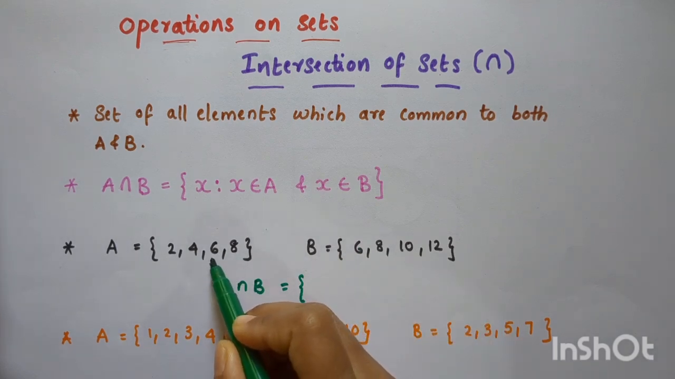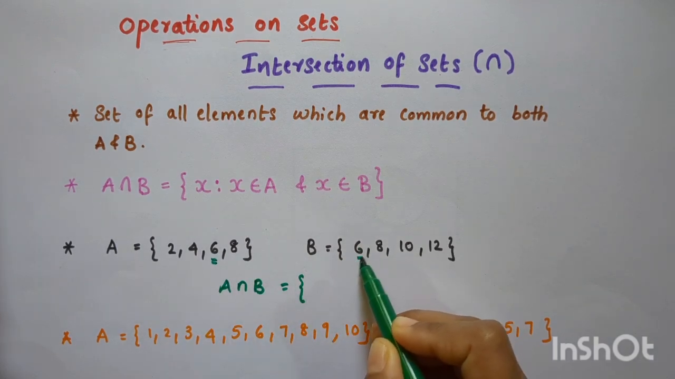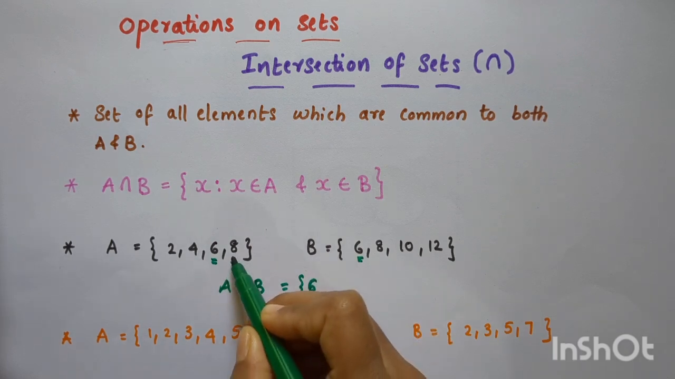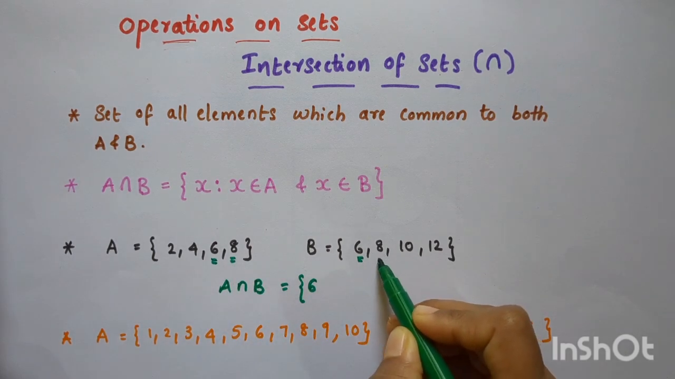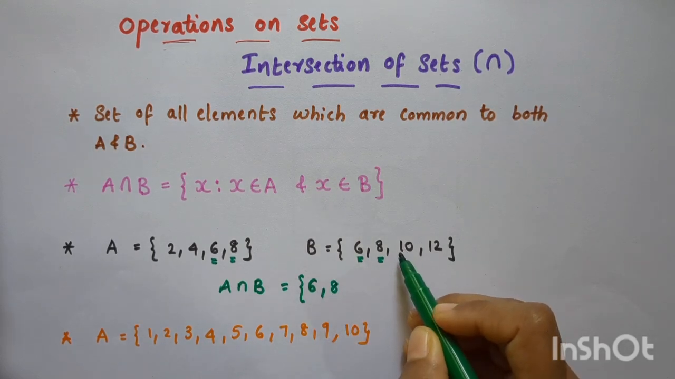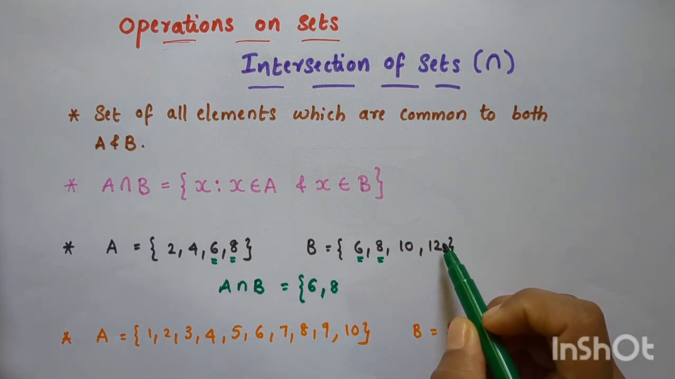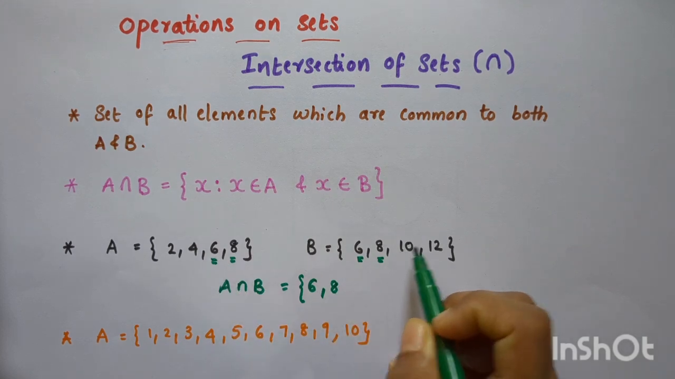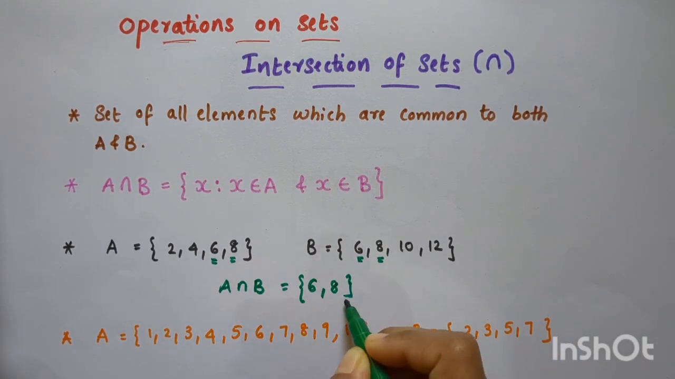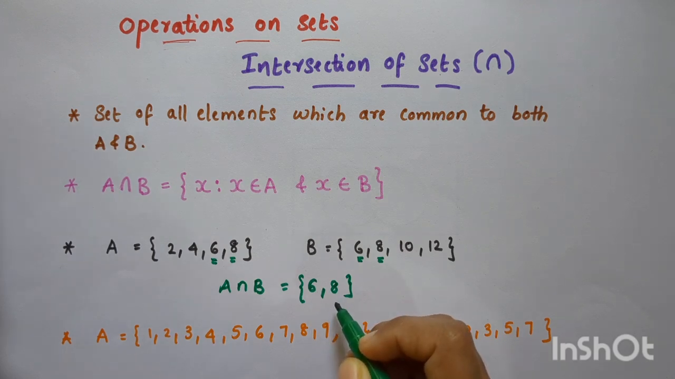So when you consider 6, it is present in both A and B. So you can write 6 here. Similarly, when you consider 8, it is present in both A and B. So you can write it here. Now here in B we have 10 which is not in A, 12 which is not in A. So you cannot consider this 10 and 12 here. So A intersection B will be equal to set of 6, 8.